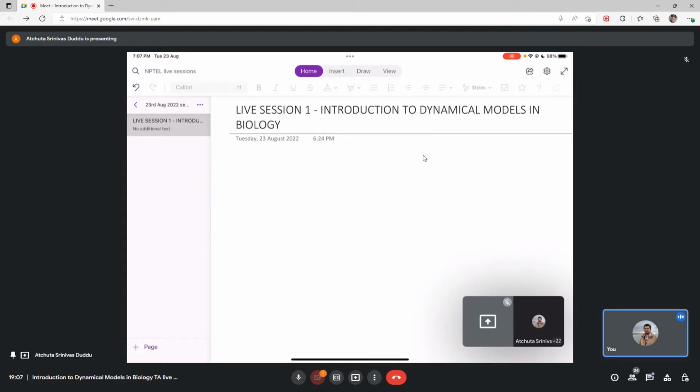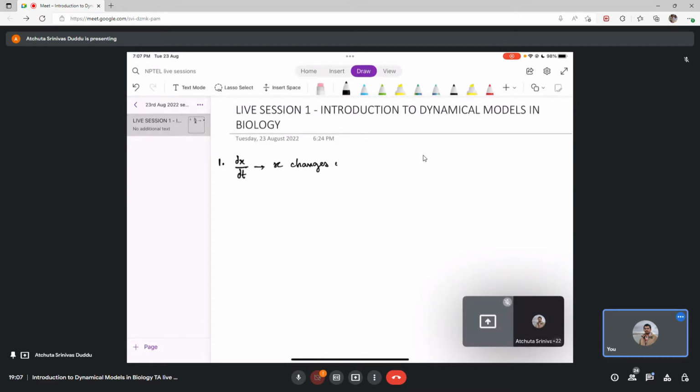So coming to the first problem, the problem is to help you understand and get used to the process of differentiation. Differentiation is a relation between two variables, how one variable changes with respect to the other. So let's say we have dx by dt, then we are talking about how x changes with t, where x and t are two variables here.